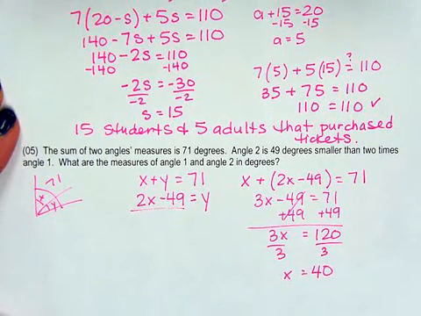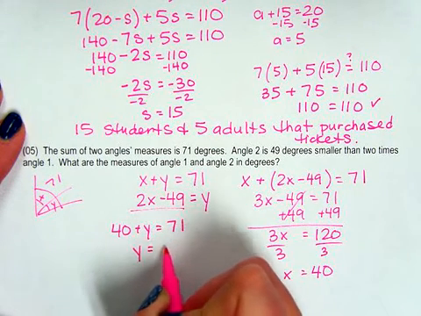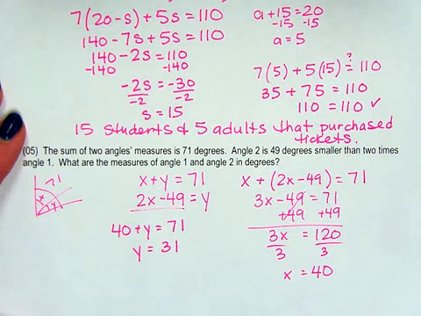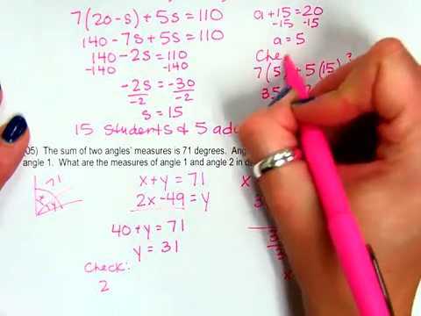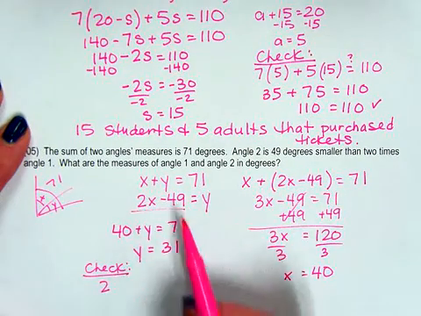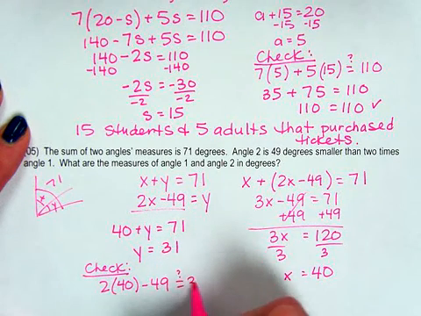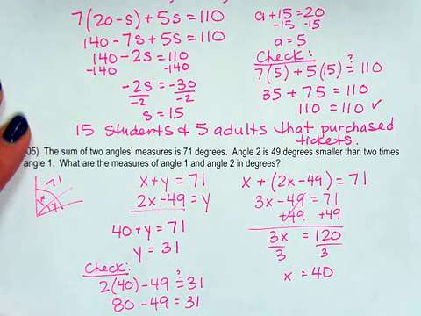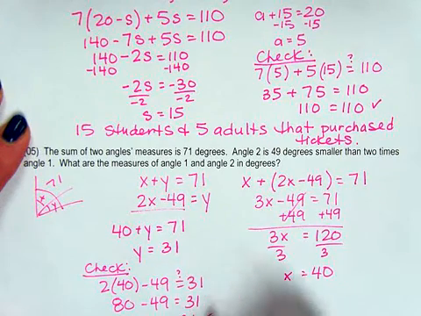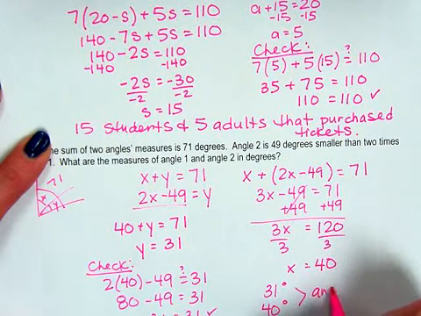So 40 should be one of the angles. I'm going to substitute up here. So 40 plus Y equals 71. That means 31. Okay, now my check step, right? So let me write check here. I didn't write check up here. I'm just going to write it real quick. Okay, so 2X, so we said X was 40, minus 49, hopefully equals 31. So this is 80 minus 49. Well, 80 minus 49 is 31. Checks. So the two angle measures, we have a 31 degree and a 40 degree angle measure.